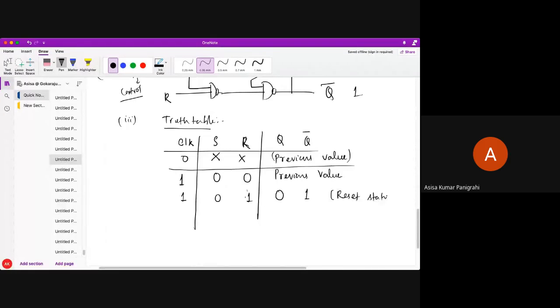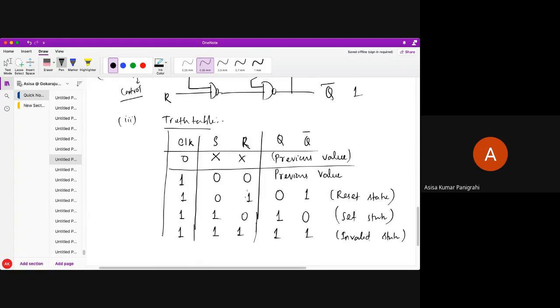Next, the clock is present and S R is 1 0. What will it do? It will set, since S equals 1, so it will set my output. This is called the set state of my flip-flop. Now the clock is present and S R is 1 1. If 1 1, what do we get, students? It is called the invalid state of my SR flip-flop. Do all of you understand, students? Very simple, the truth table is very easy. So this is my truth table.